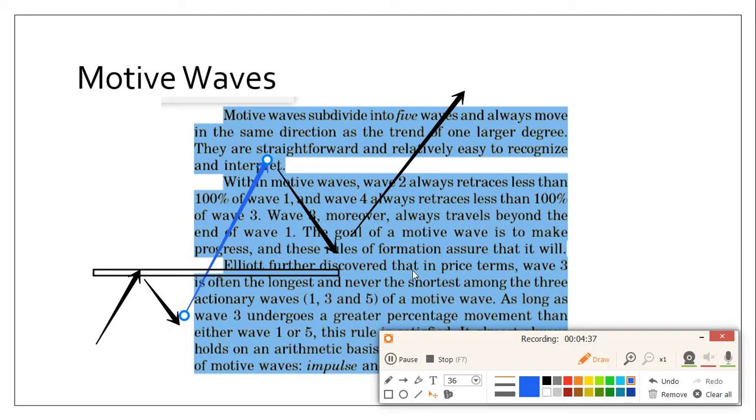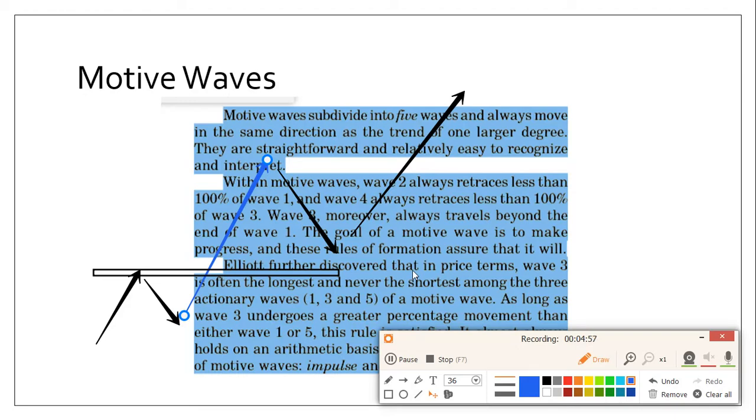The goal of a motive wave is to make progress, and these rules of formation assure that it will be. So we talked about how you have a constant formation of the Elliott five wave pattern, of the complete cycle of the Elliott wave on all degrees, as long as there's progress.